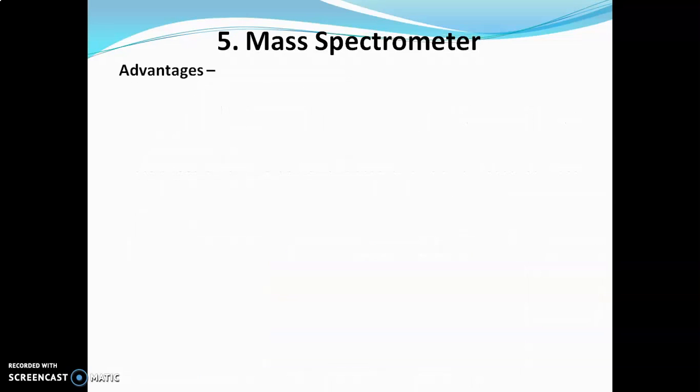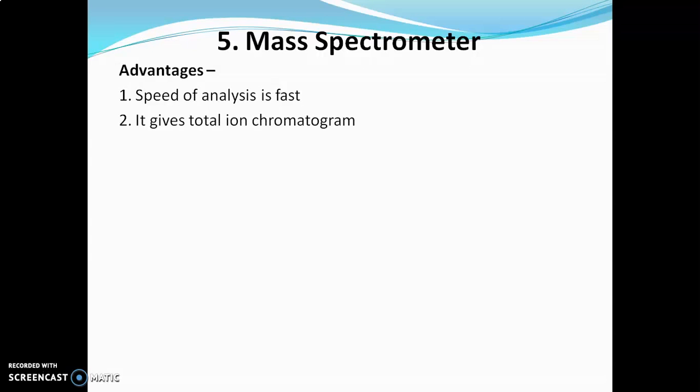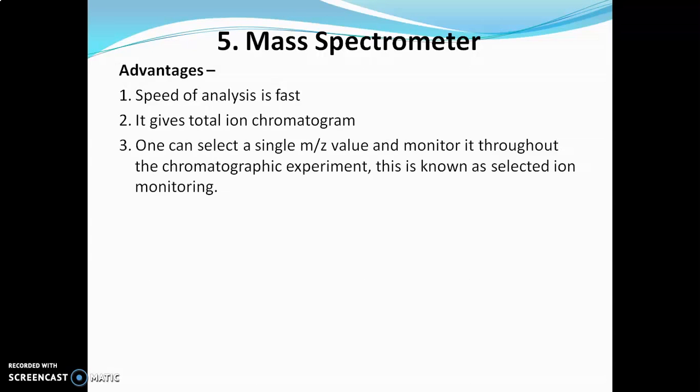Now next we'll see advantages of GCMS. The speed of analysis is very fast in GCMS. It gives total ion chromatogram. One can select a single mass to charge value and monitor it throughout the chromatographic experiment, and this is known as selected ion monitoring. Now disadvantages of mass spectrometer as detector. The disadvantage is only that it is an expensive technique.